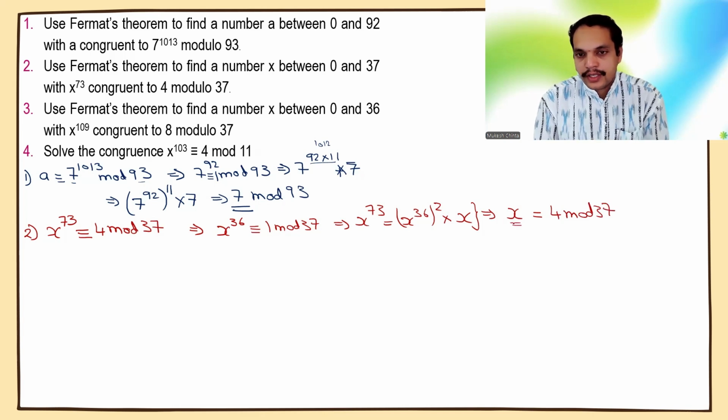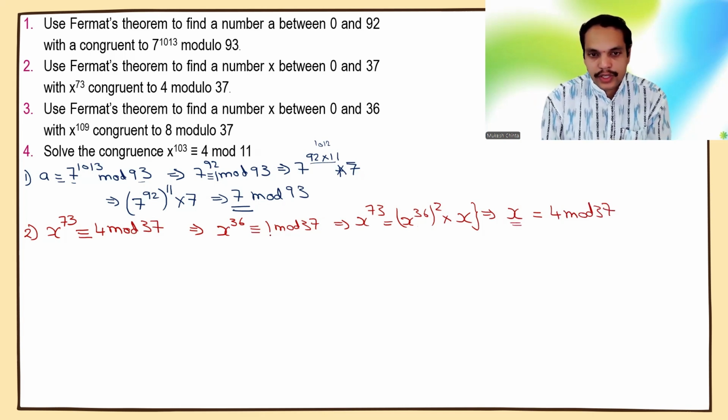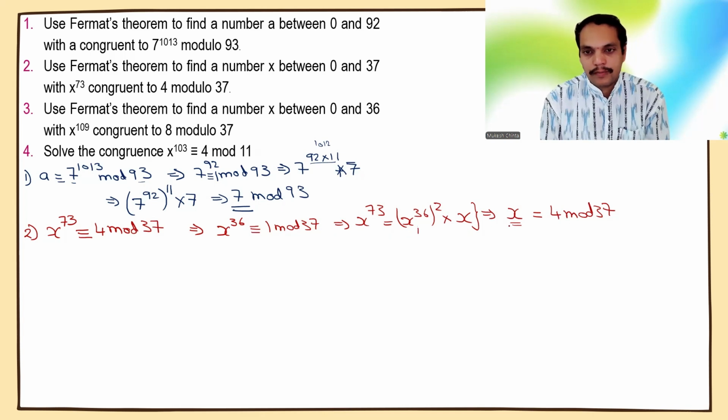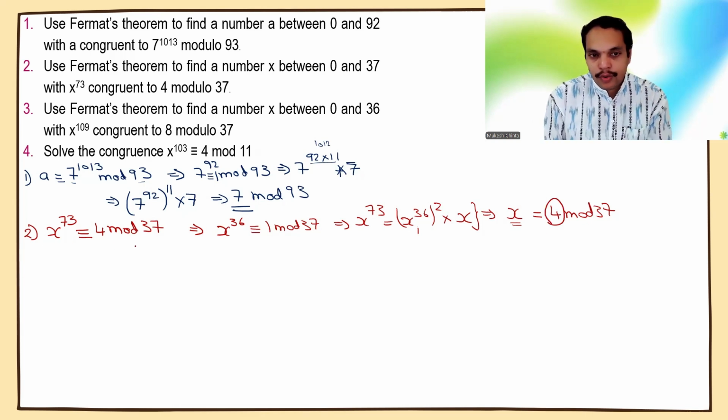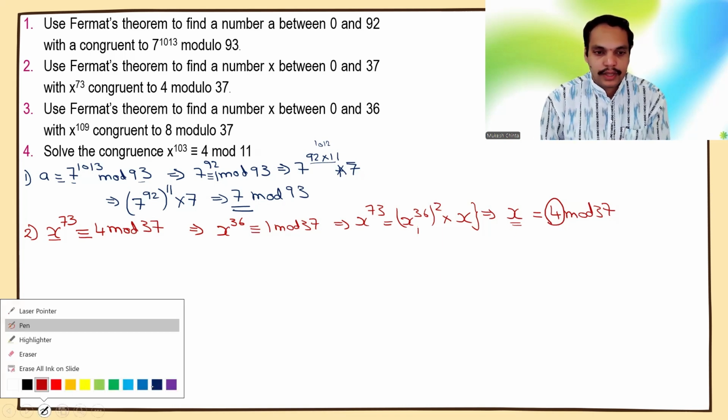Why, sir, did you get x here? Because x power 36, I already know is 1. So 1 into x gives me x. So the answer for the number x is 4. Hopefully you understood how I got this. By identifying that this is relatively prime, I can write this down, and then when I broke it down, I directly got the x value. So let me take the third problem.